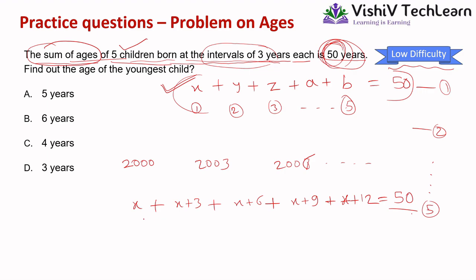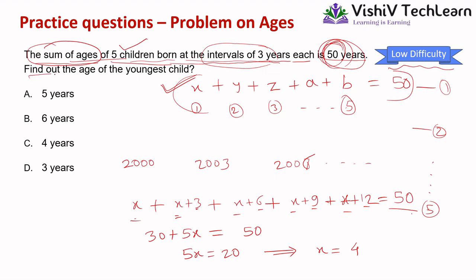Now after adding, x, 2x, 3x, 4x and 5x. So 5x we can write, plus 3 plus 6 is 9, 9 plus 9 is 18, 18 plus 12 is 30. So 30 plus 5x is equal to 50. This would be the equation. Then 5x would be equal to 50 minus 30, which is 20, and this gives x as 4. 5 4s are 20. Correct?